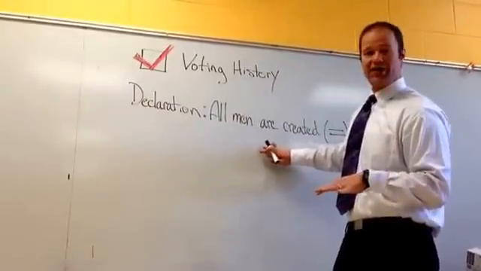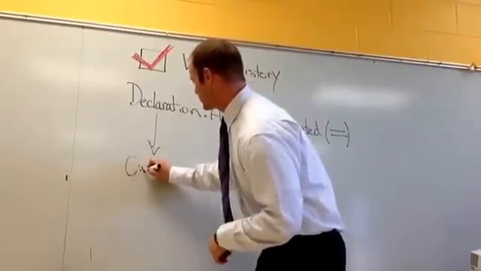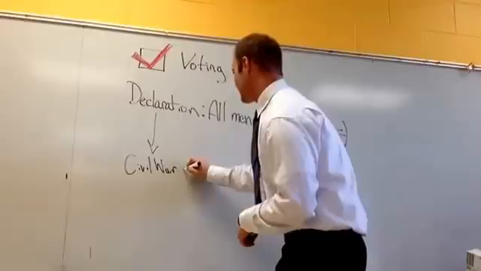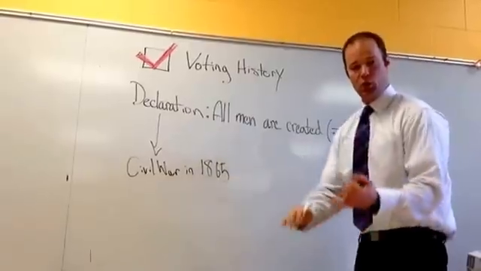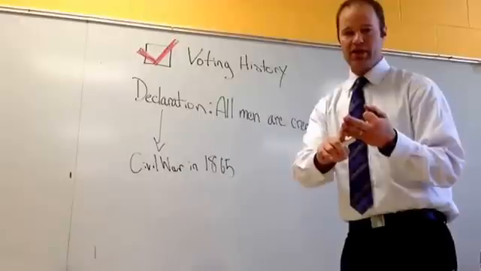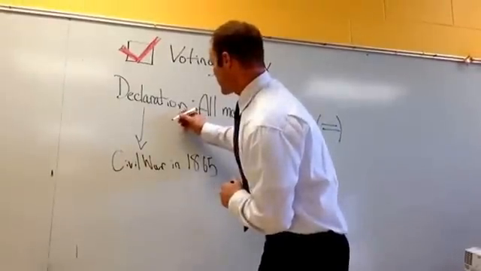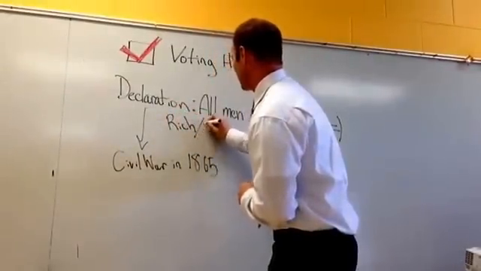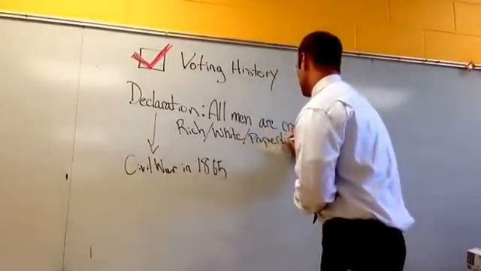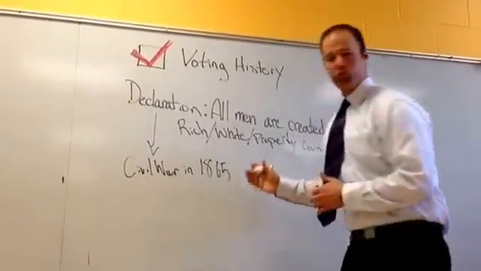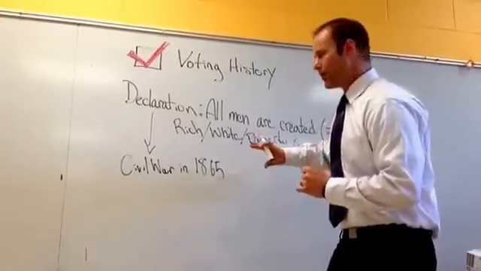So really, voting rights up until the Civil War, so we've got the Declaration down to the Civil War in 1865, the only people that could vote, I'm going to put them up here, were your rich, white, property-owning males. Okay? And maybe if they weren't rich but they owned some property, they could vote too. Okay? So really, after the Declaration of Independence, the only people that could vote were rich, white, or property-owning males.